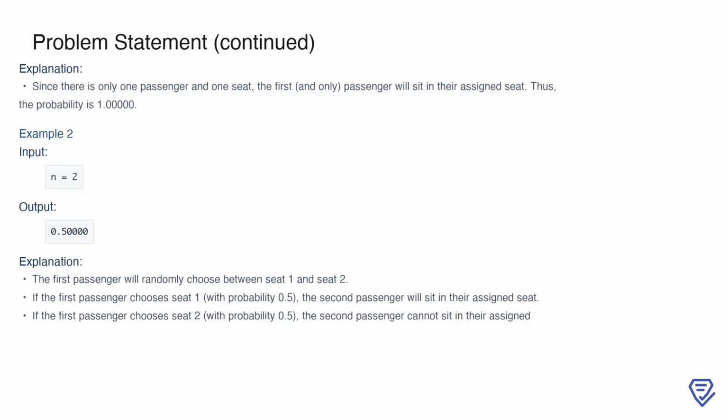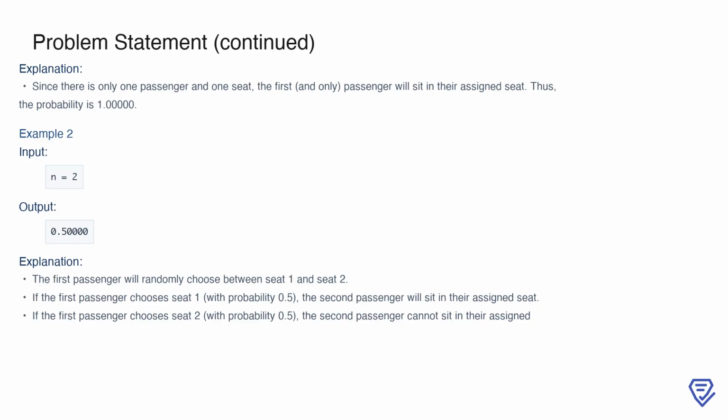In the second example, when n equals 2, things become more interesting. Here, passenger 1 randomly chooses between the two seats, seat 1 and seat 2. If passenger 1 selects seat 1, passenger 2 can sit in their assigned seat without any issues. This happens with a probability of 0.5.